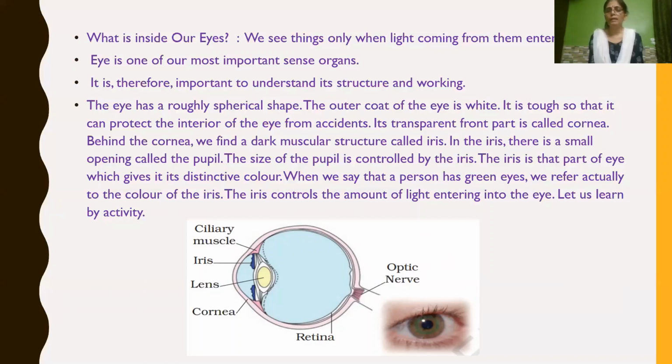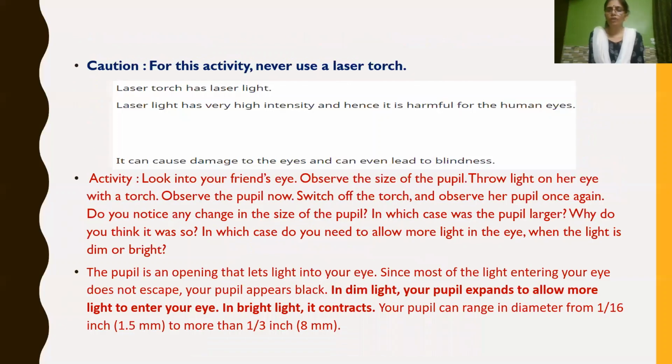How the iris controls the light entering our eye, let's learn by activity. For this activity, please never use a laser torch, because a laser torch has laser light, and laser light has very high intensity and hence is harmful for the human eye. It can even cause damage to the eyes and lead to blindness. So please never use a laser torch.